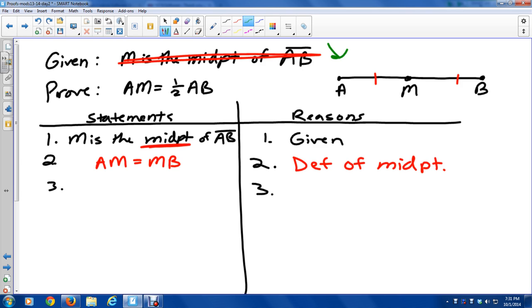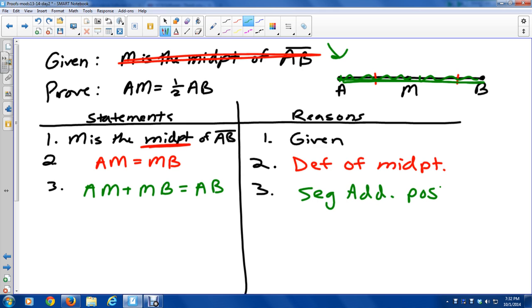I know you like to use vertical angles. They're not there. All I have is a segment. I already said the two parts are equal. The only other thing I can possibly think of is talking about AB, the entire length, and I can say that that whole is equal to the sum of the two parts, AM and MB. We like to say part plus part equals whole, officially called the segment addition postulate.